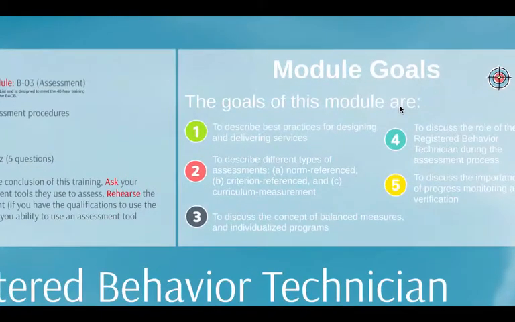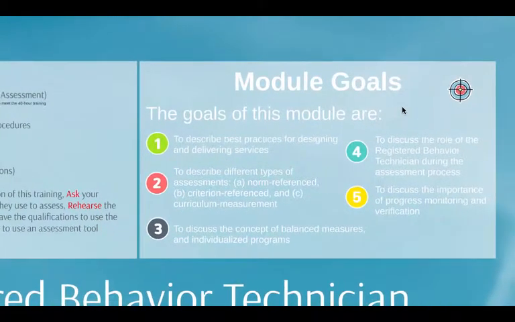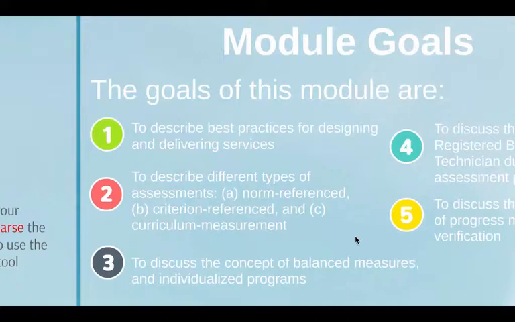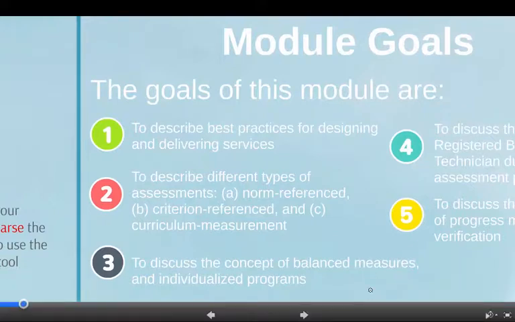Regarding the specific goals of this module, there's 5. And the first is for me to describe the best practices for designing and delivering services. The second goal is to describe different types of assessments. There's 3 that I'm going to focus on in this module. The first one is what's referred to as norm referenced. The second is criterion referenced. And the third is curriculum measurement. And I'll be describing all 3 in the context of this module.